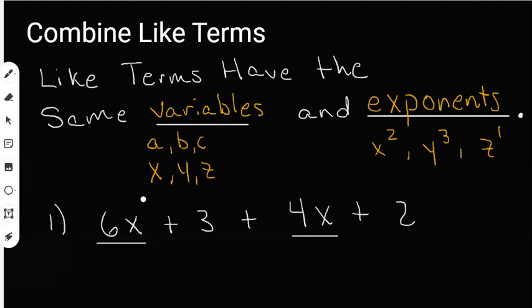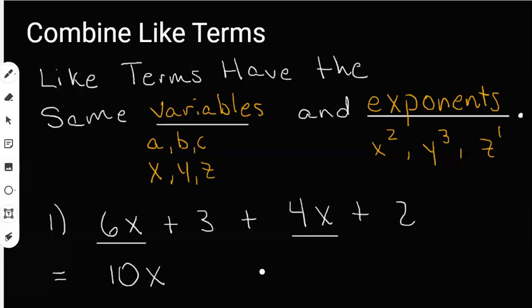Now, you don't have to write this, but I'm going to write it. Notice how they have the same exponent and they have the same variable. So these are like terms. We can put those together. So what's 6x plus 4x going to give me? 10x. Yep. So what I'm doing is I'm adding up the big numbers out in front, the 6 and the 4.